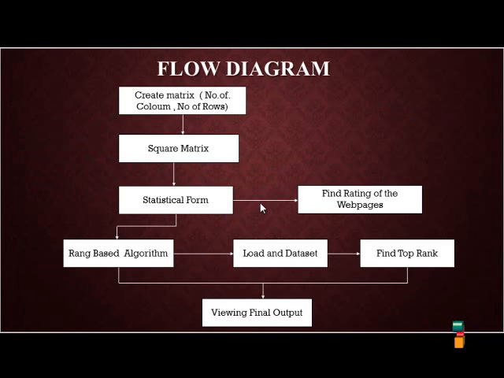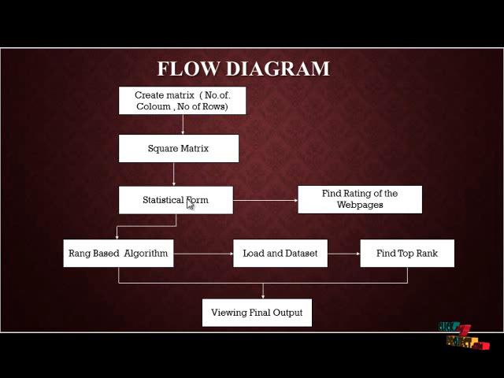So this is our flow diagram. First of all we have to create a matrix. Here the user will enter the number of rows and columns of the matrix, and it will be generated automatically. The next process is the square matrix. After creation of the matrix, it will be generated as a square matrix.